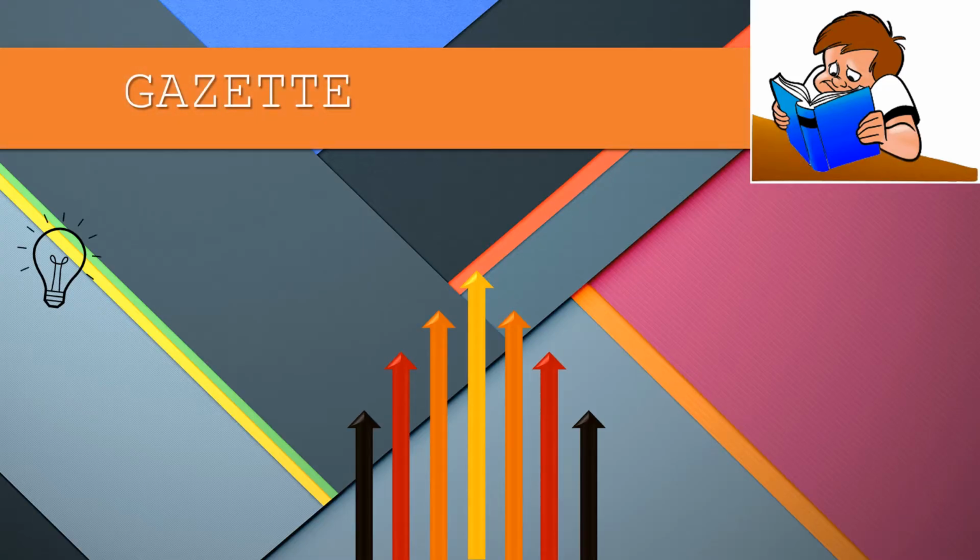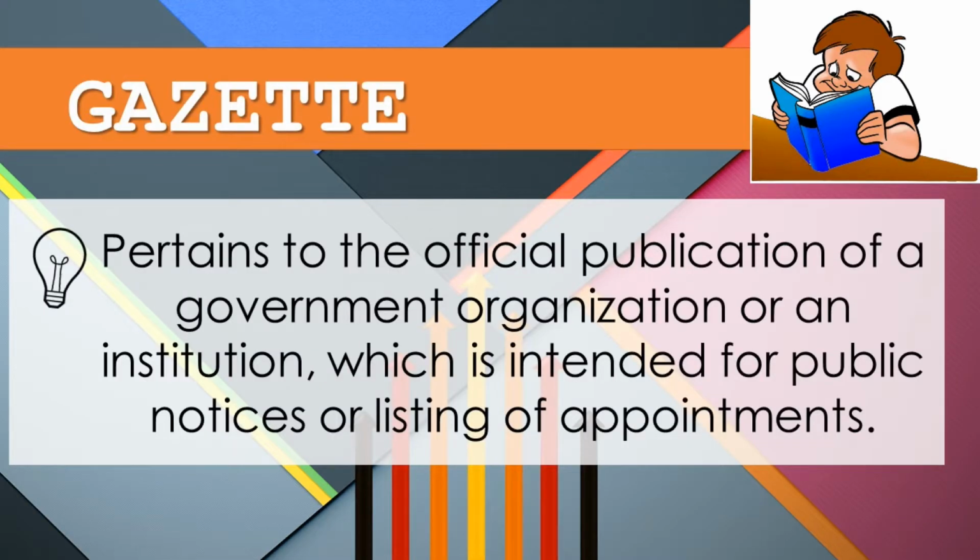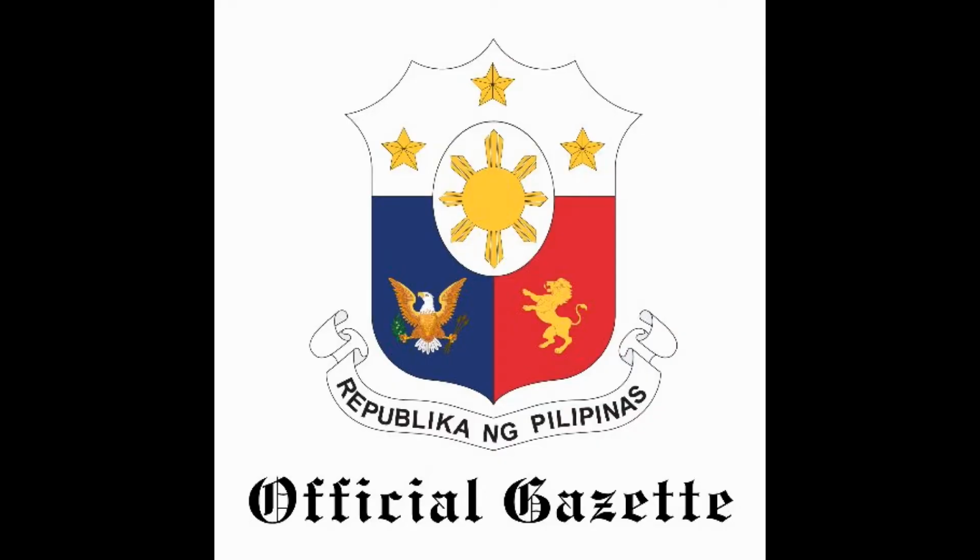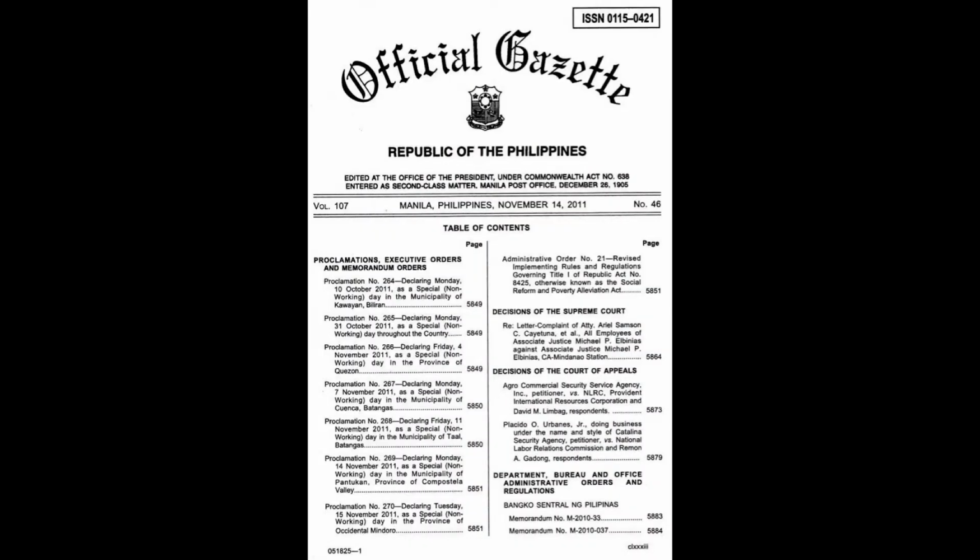The sixth example of print media is gazette. It pertains to the official publication of a government, organization or institution, which is intended for public notices or listing of appointments. A gazette is a journal or newspaper published by an official organization such as the government.